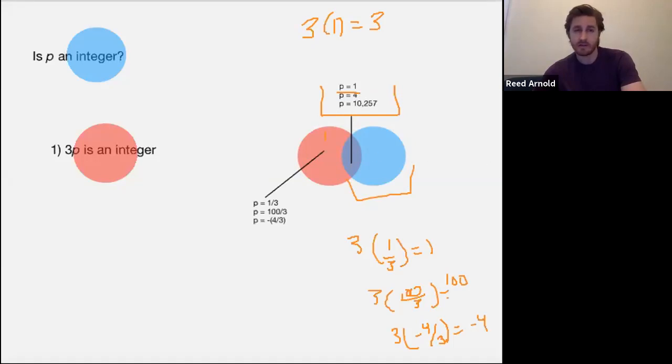In fact, now that I think about it, I've kind of drawn the intersection incorrectly. What I should have drawn, let me show you what that visualization should be. Oh, I can't, shoot. I've turned this into a PDF. What that visualization should be is not a Venn diagram like that. It should be the red circle of 3p, and the blue circle is within it.